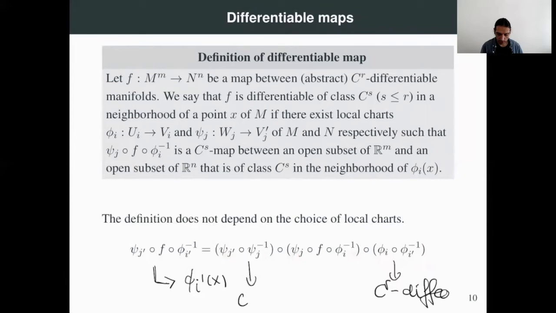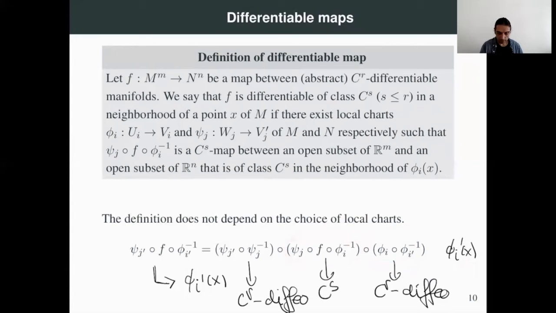And the last one is also a CR diffeomorphism. We have to check out what happens in the neighborhood of psi I prime applied to x. Okay, so this is going to be a CR diffeomorphism. The image of this point by this map is psi I applied to x, but in the neighborhood of that point, this expression is of class CS.